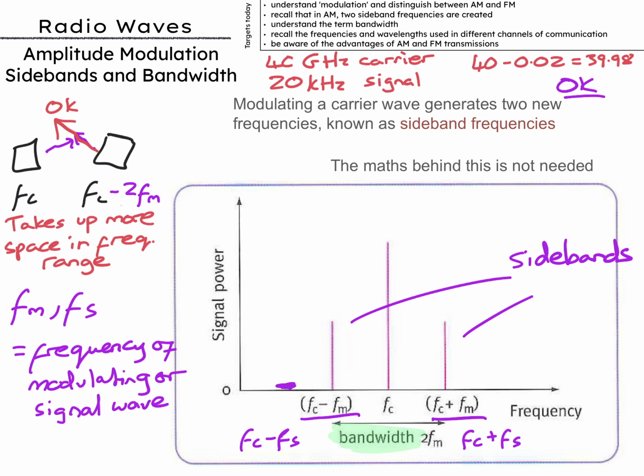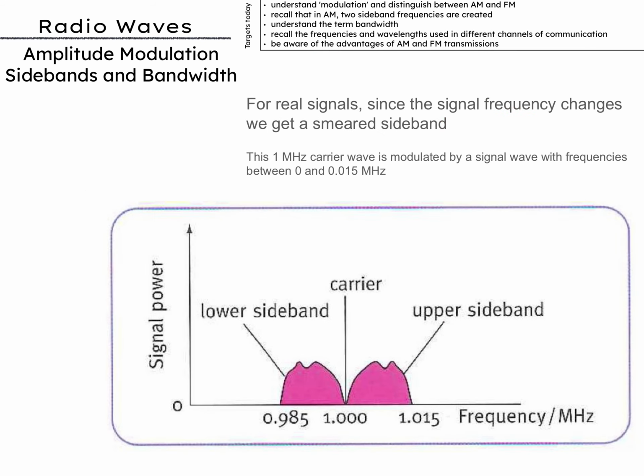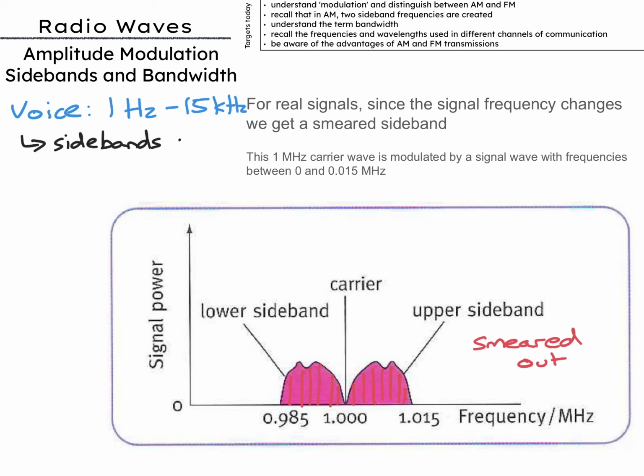For a real-world case, it looks a bit more complicated still. Because we are transmitting data, not just a sine wave, we get smeared out sidebands, like this. Now, sticking with a voice signal, frequencies all over between 1 Hz and 15 kHz could be present. So we're going to get sidebands at each of these points. In the end, it looks a bit like this.